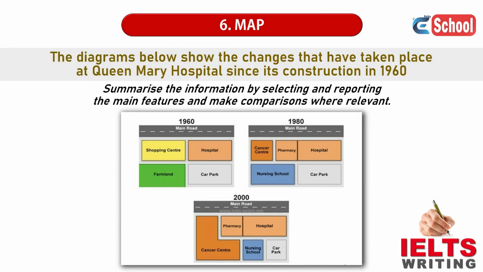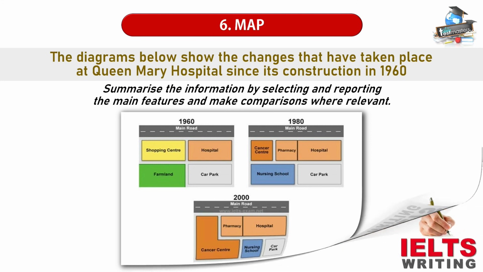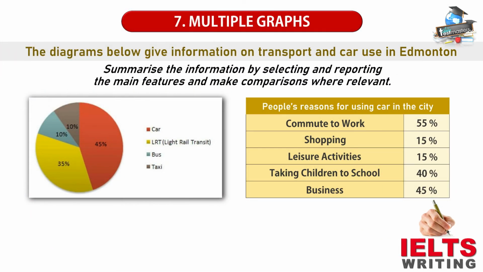You could also get a map question. It will most likely ask you to compare 2 or 3 maps of a place over a period of time, as in this question. The diagrams below show the changes that have taken place at Queen Mary Hospital since its construction in 1960. Multiple graph questions have more than one type of diagram and are fairly common.